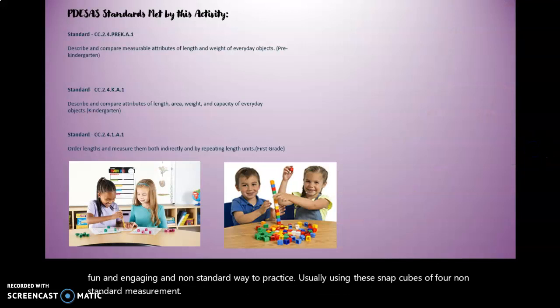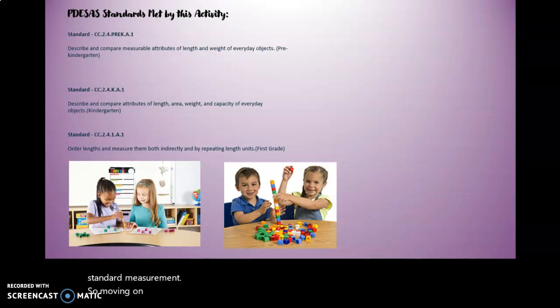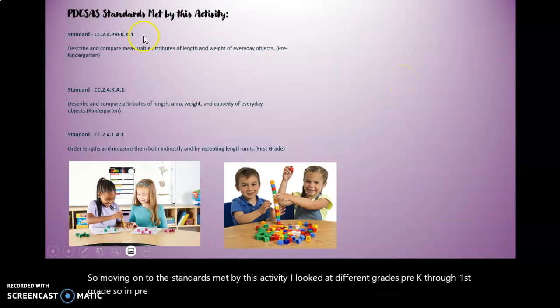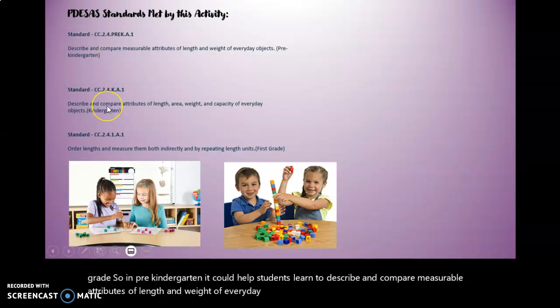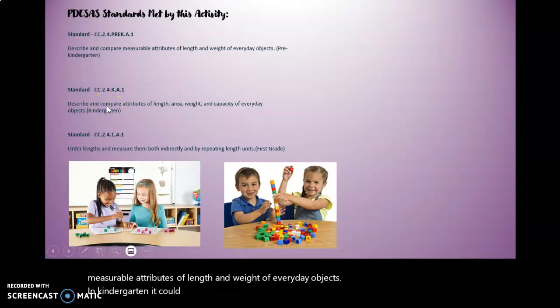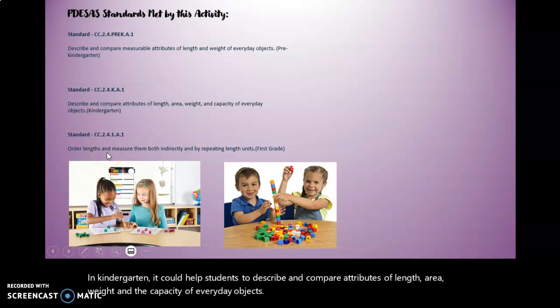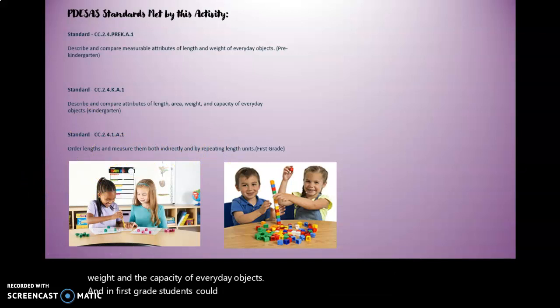So moving on to the standards met by this activity, I looked at different grades, pre-K through 1st grade. In pre-kindergarten, it could help students learn to describe and compare measurable attributes of length and weight of everyday objects. In kindergarten, it could help students to describe and compare attributes of length, area, weight, and the capacity of everyday objects. And in 1st grade, students could learn to order lengths and measure them both indirectly and by repeating length units.